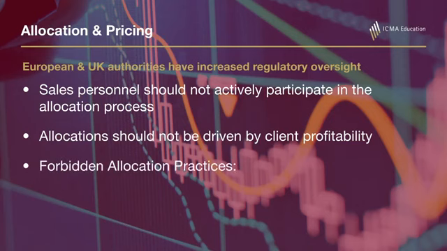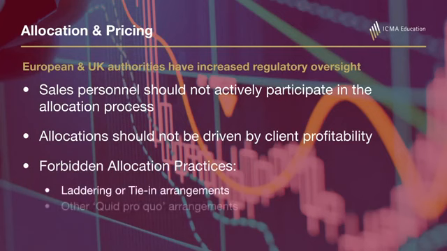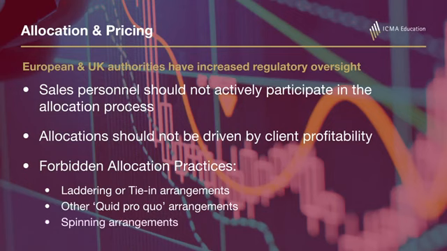Forbidden practices there include laddering, other quid pro quo arrangements, and any spinning arrangements. So basically, if you take the first point of laddering, what the syndicate desk shouldn't do is make tacit agreements with an investor to buy additional bonds in the secondary market in exchange for getting a good allocation in the bond issue that is being announced. And there shouldn't be any other sort of quid pro quo arrangements there. And on the last point, with regards to spinning, allotments shouldn't be conditional upon any other compensating benefits.